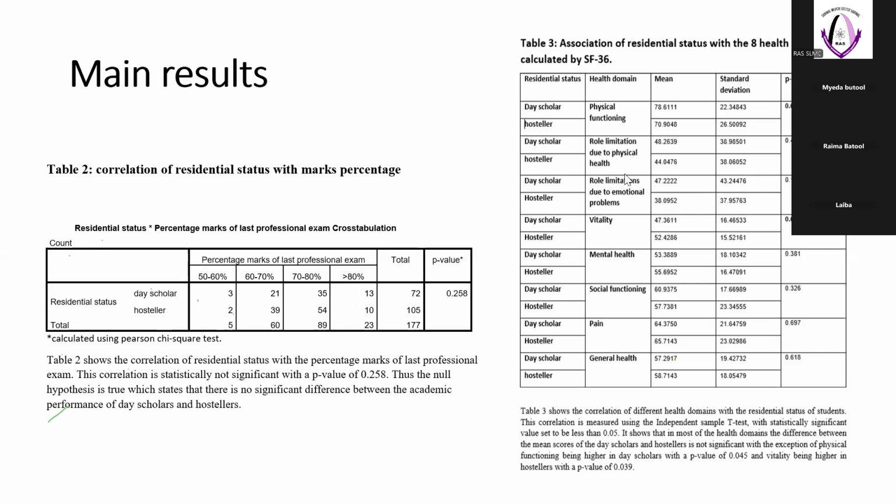And so now I ask you, this is the table. These are the various health domains, the 8 health domains, as I said, and this is the residential status. This is the comparison of each of these health domains with the residential status, and this is the p-value. So tell me which of these p-values is significant. Look at all of these p-values and tell me which of these is significant.